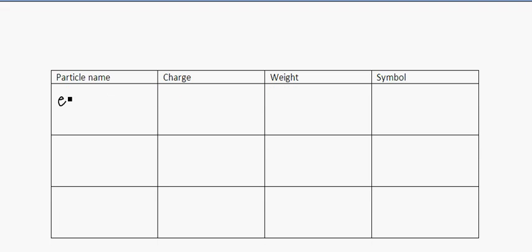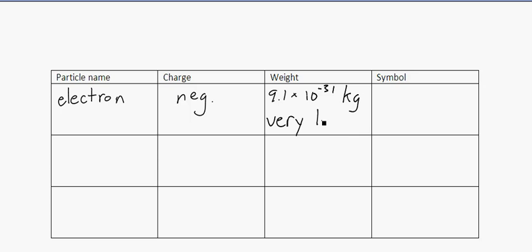So you might recall the electron is the smallest. It has a negative charge. Its weight is 9.1 times 10 to the power of negative 31 kilograms. And we're mostly just interested in its relative weight compared to the proton and the neutron. The shorthand symbol for electron is a small e with a negative sign next to it.